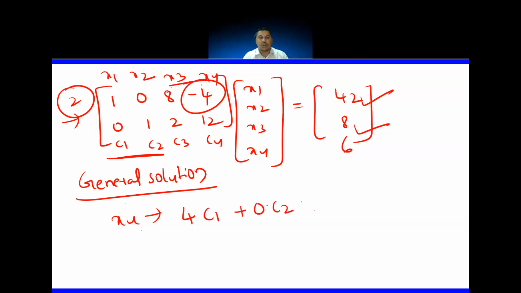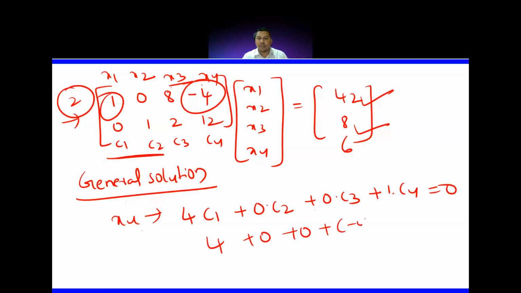I don't want to use C2. I don't want to use C3 also. I want to use 1 C4, so that it becomes 0. See, 4 C1 means 4 into 1, yes, 4 plus 0 plus 0 plus 1 into C4, that is minus 4, it is 0. So I got one solution here, right? So I can represent this as another solution.